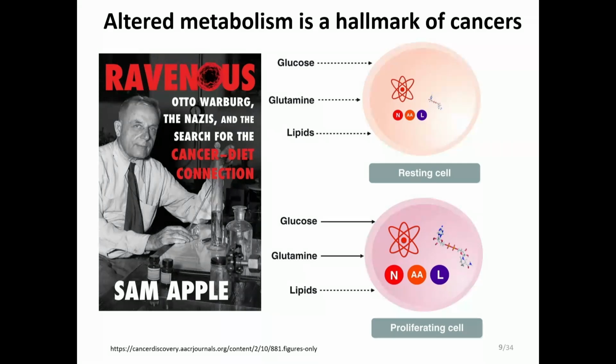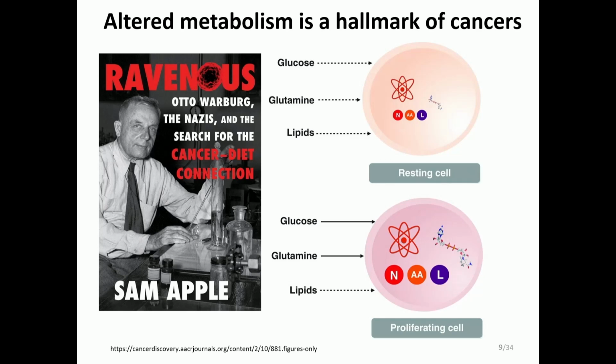So on top is a resting cell, and on the bottom is a proliferating cell. And in cancers, the proliferating cell requires nutrients to support this uncontrolled proliferation. So what they'll do is they'll take up vast amounts of nutrients such as glucose, amino acids, and lipids. We use this every day in the clinic as FDG PET, which is a form of glucose that is taken up by these cancer cells. And we know that this is an active process.